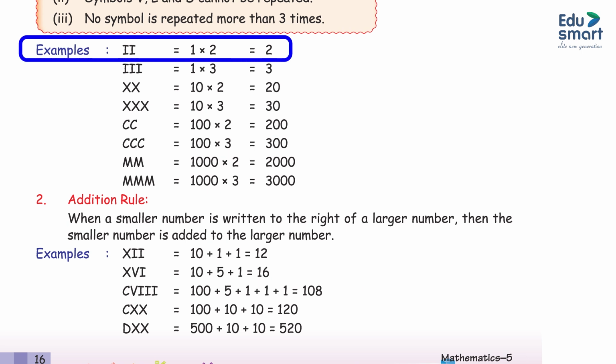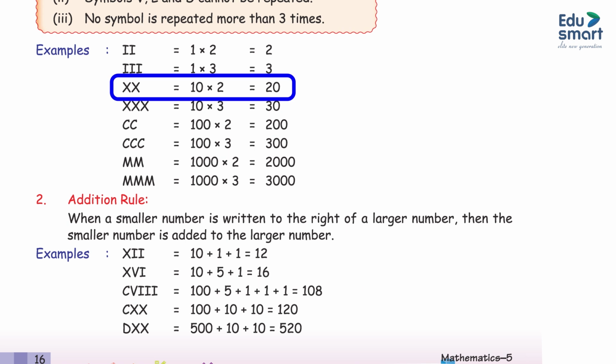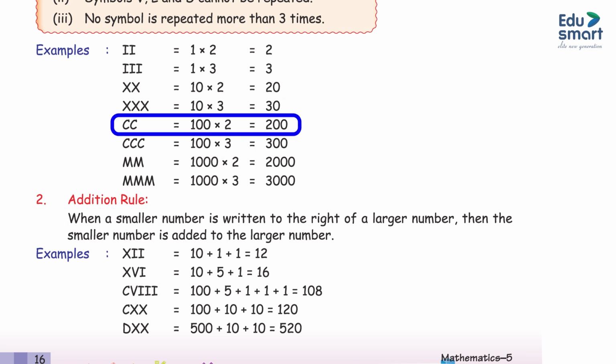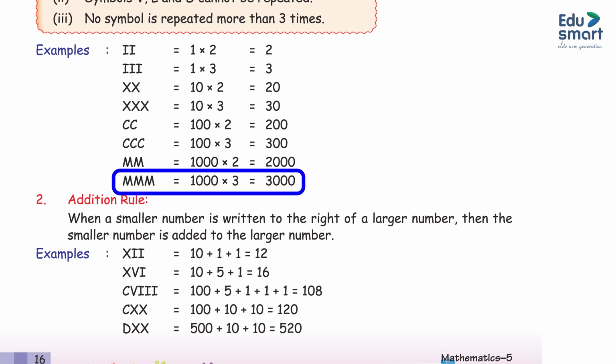Examples: 2 is equal to 1 into 2 is equal to 2. 3 is equal to 1 into 3 is equal to 3. 20 is equal to 10 into 2 is equal to 20. 30 is equal to 10 into 3 is equal to 30. 200 is equal to 100 into 2 is equal to 200. 300 is equal to 100 into 3 is equal to 300. 2000 is equal to 1000 into 2 is equal to 2000. 3000 is equal to 1000 into 3 is equal to 3000.